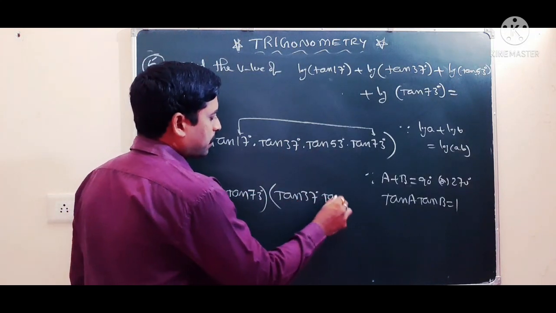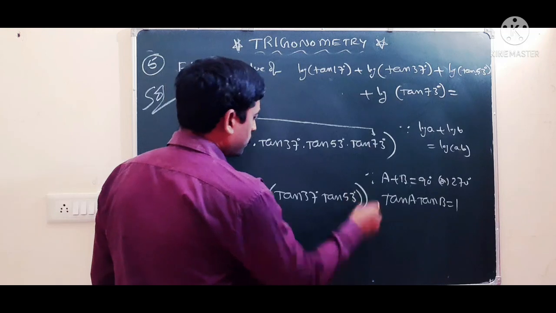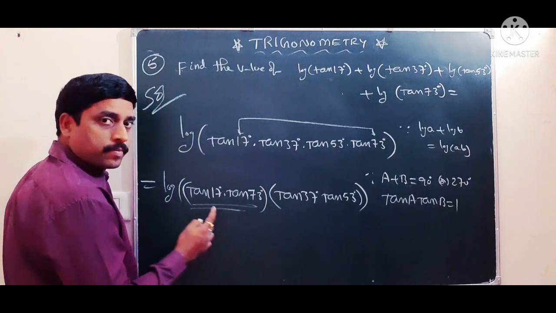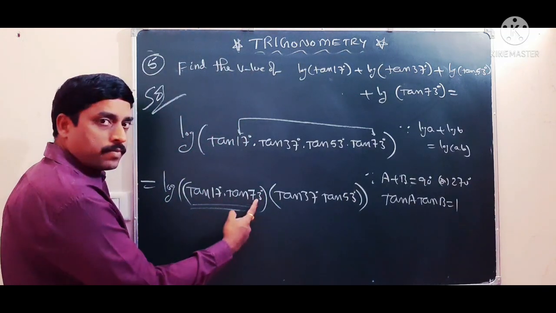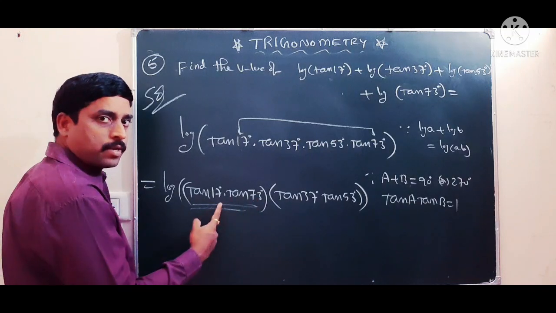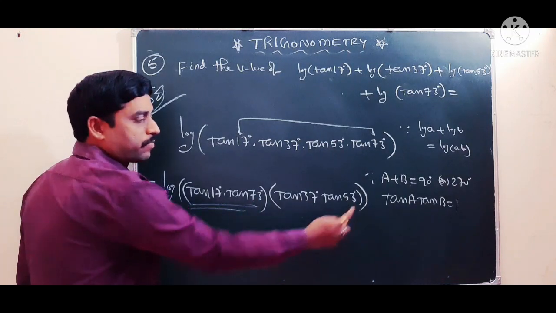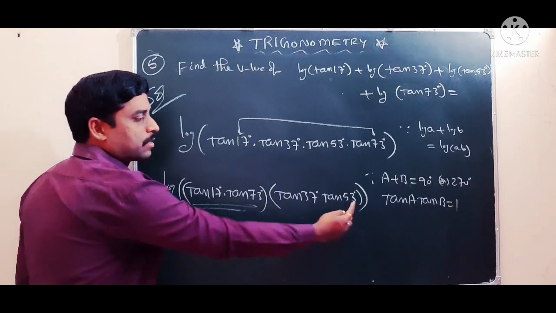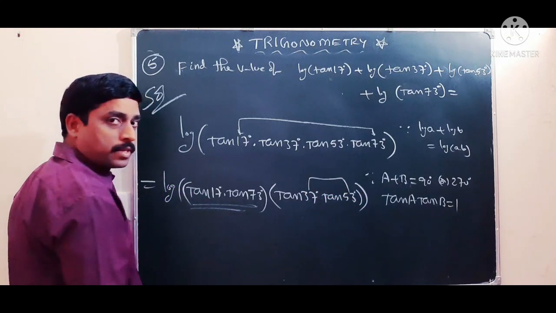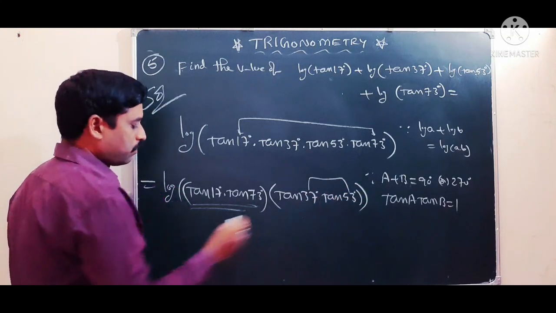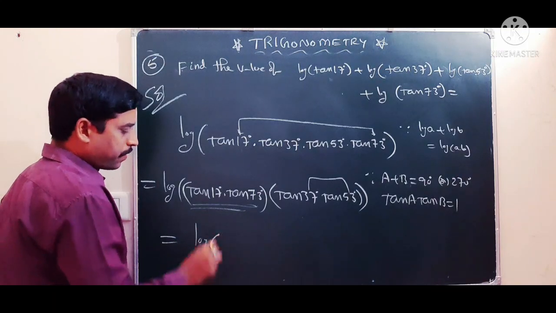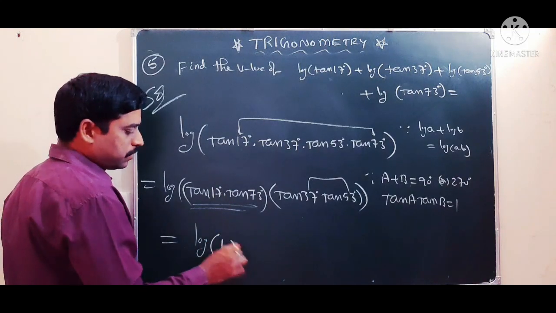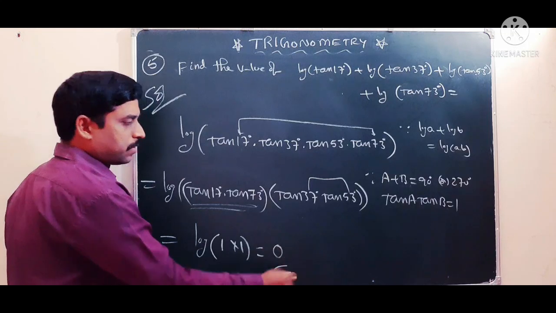Tan 37 into tan 53. This value will be 1, because 37 plus 53 is 90. This value also will be 1, because 37 plus 53 is 90. So log of 1 into 1, log 1 is equal to 0.